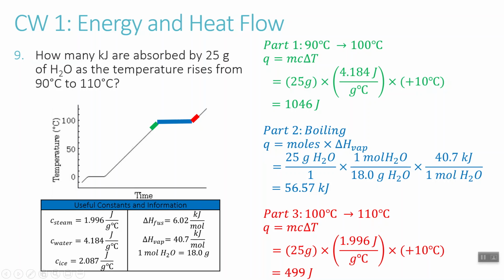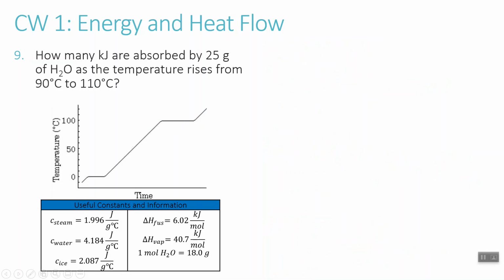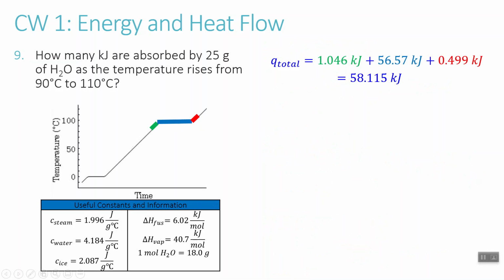So now I just need to take all of these values and get a total. So I just converted my joules into kilojoules by dividing by 1,000. And when I combine this together and round for sig figs, I get 58 kilojoules.